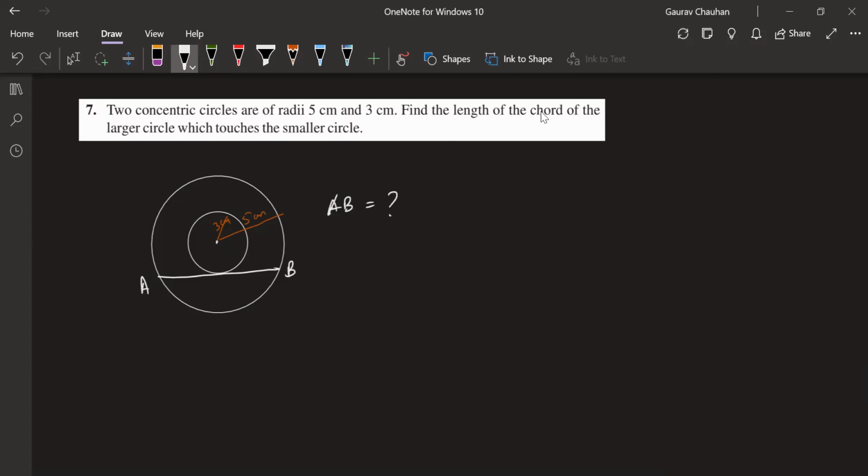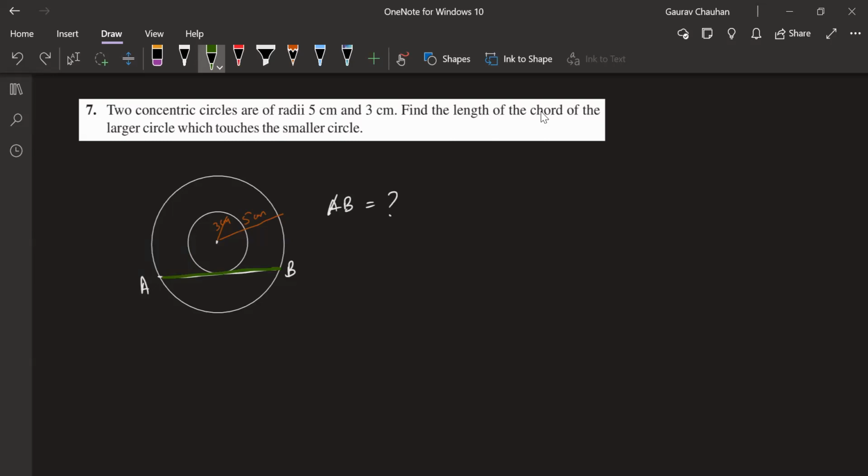There will be many chords like that, but all of their lengths will be the same because these two circles are concentric. Think about it: equal chords are equidistant from the center. So all these tangents to the smaller circle will be equidistant from the center of the bigger circle. So any one of them, we have to find the length of.